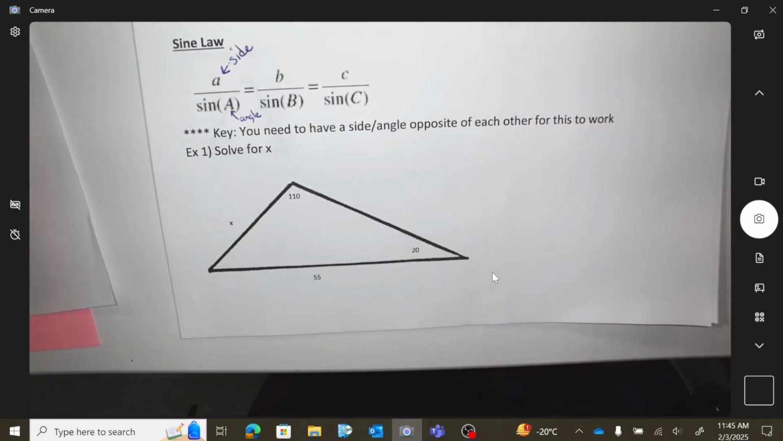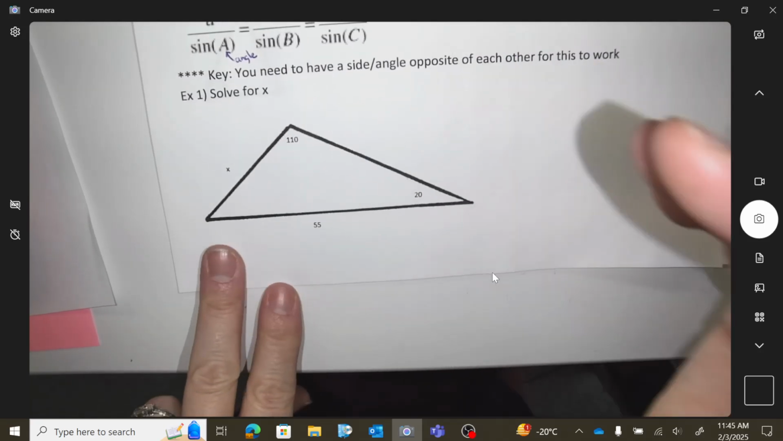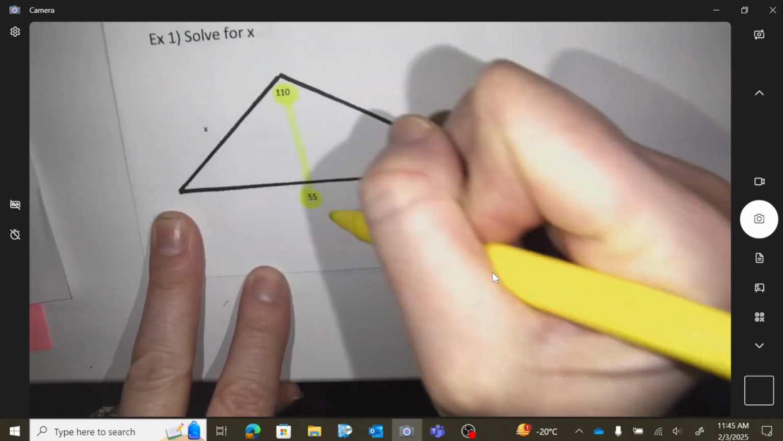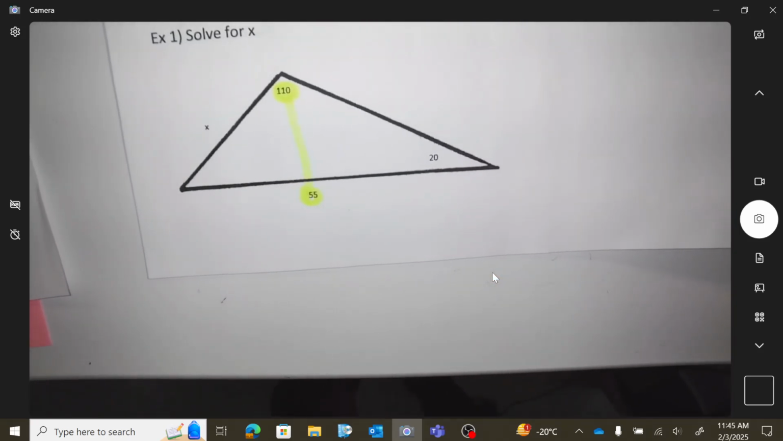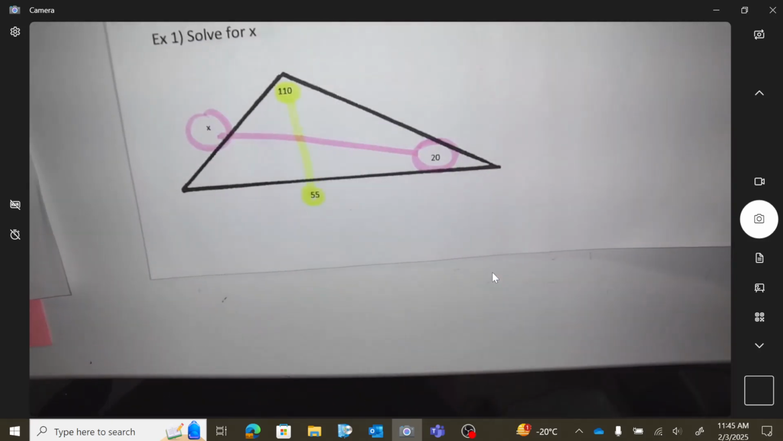And do you see that a and A would be how in relationship to each other? Across, okay? So here's what I'm going to do. I'm going to find things that are across from each other. So in this triangle, this is an angle and this is a side. Those are across from each other. I call them pairs. And I can do that also with 20 and x would be a pair together.